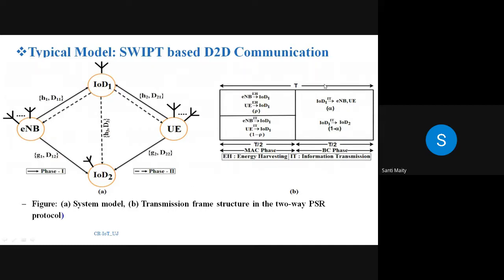If we once again look at the time frame, in the first time slot there is energy harvesting as well as information transmission. What is information transmission? The base station is transmitting to the IoT devices, and this is also transmitting its data to these devices. Then rho and 1 minus rho: whatever signal the IoT devices received from this and this, a fraction rho is used for energy harvesting. From the received signal, it harvests energy. It's something like frying a fish in its own oil. So with the radio frequency signal it receives, a fraction of the received signal is used for harvesting, and the remaining fraction is used for information processing.